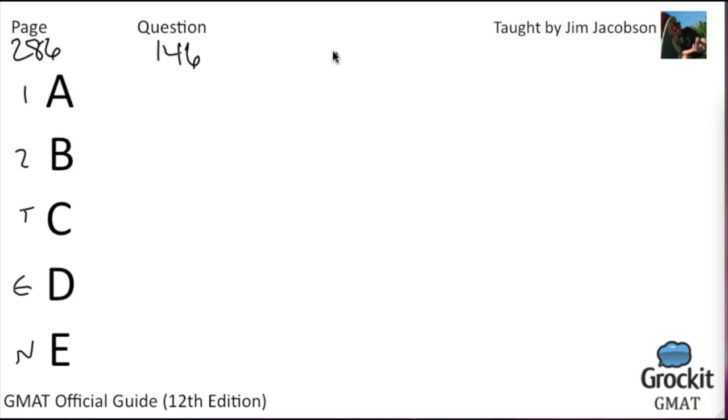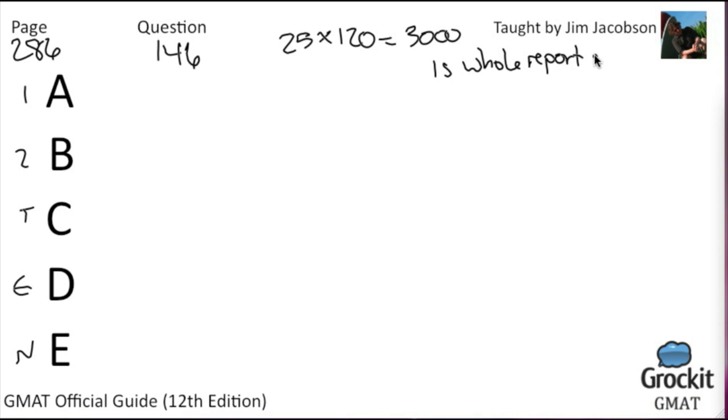So what it's actually asking is, if the average of 25 paragraphs is less than 120 words per paragraph, 25 times 120 equals 3,000. So what it's saying is, is the whole thing, what is it, a paper? It's a report. The whole report less than 3,000 words.